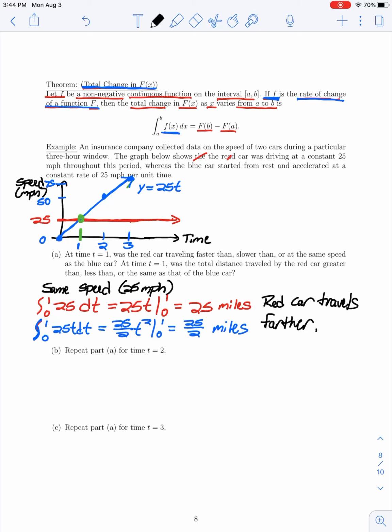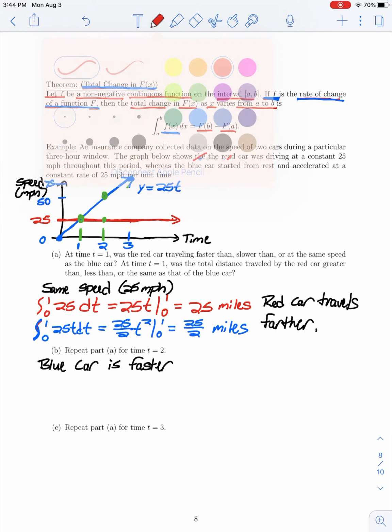Now in part B, we're supposed to repeat the questions that we did in part A, but for a time of t equals 2. So first off, which car is traveling faster? Well, at time 2, we see that the speed of the blue car is 50, whereas the speed of the red car remains a constant 25. So here we can say the blue car is faster, or traveling faster at that moment.